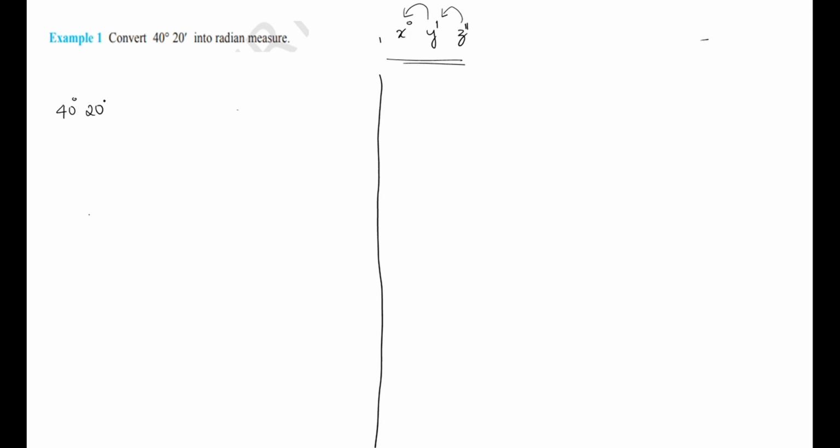So 40 degree 20 minutes is nothing but, now we want the whole thing in degrees. So how will you convert it? 40 degree as it is plus 20 minutes you convert into degree. How will you convert minute into degree? By dividing it by 60. 20 by 60, 2 ones are 2, 2 threes are 6. So it will be 40 degree plus 1 by 3 degree.